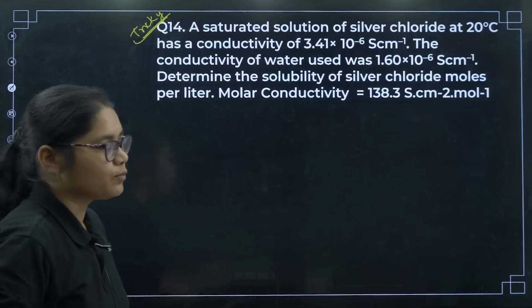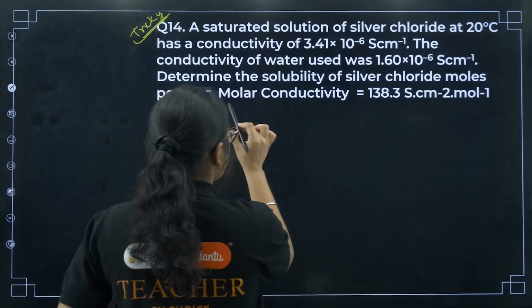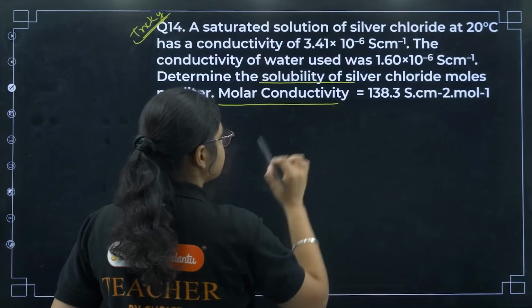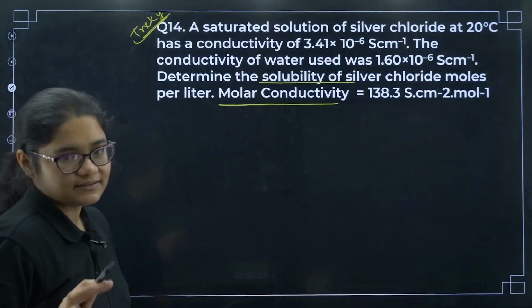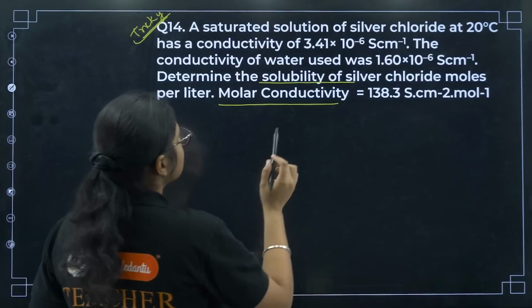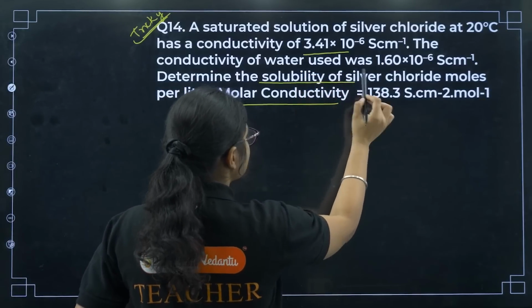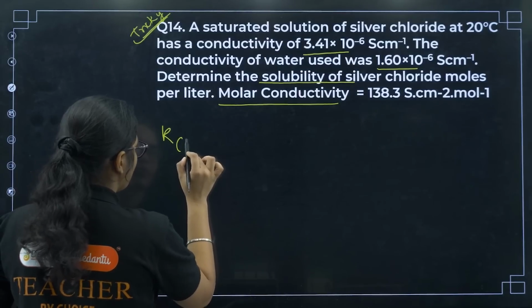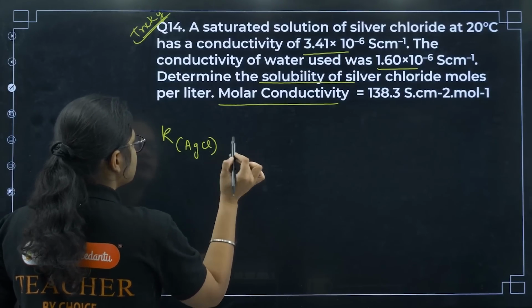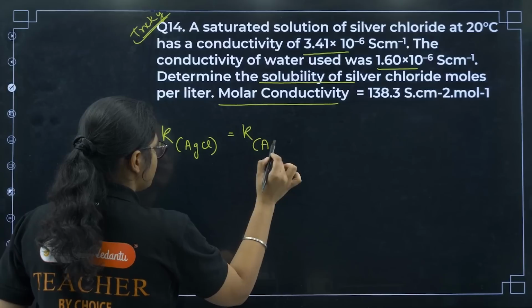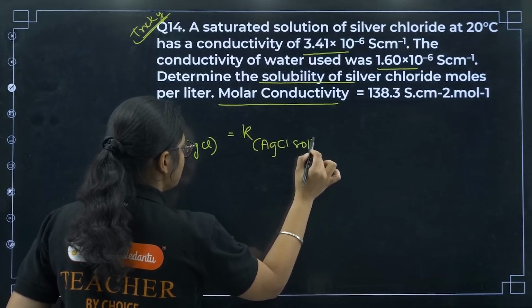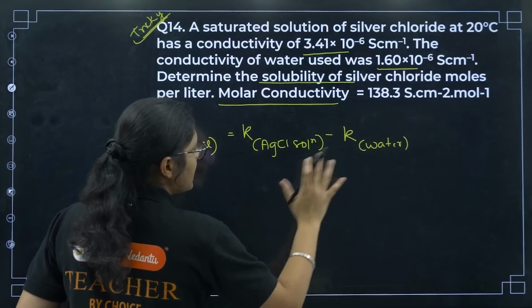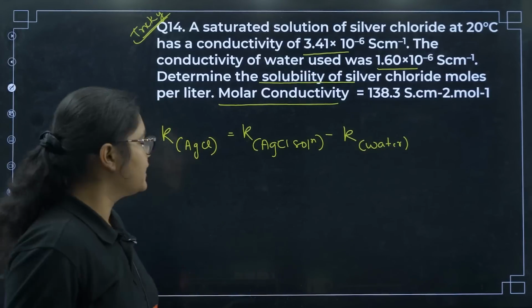Okay, so first of all, what we have to do is we have to calculate the solubility of the silver chloride solution. Now we have been given the conductivity of the silver chloride and the conductivity of water. So from here I can calculate the conductivity of only AgCl, means without water. So that will be what? Conductivity of AgCl solution minus conductivity of water. If I subtract this one, I will get the conductivity of only AgCl.